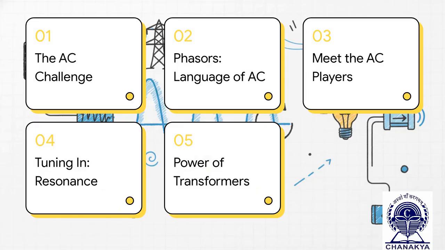So here's our roadmap. First, we're going to unpack the big challenge with AC. Then we'll get into the incredibly clever tool engineers invented to handle it, and we'll meet the key components you find in any AC circuit. After that, we'll see how they work together to create the magic of resonance, and finally, we'll uncover the genius of transformers, the tech that literally powers our world.